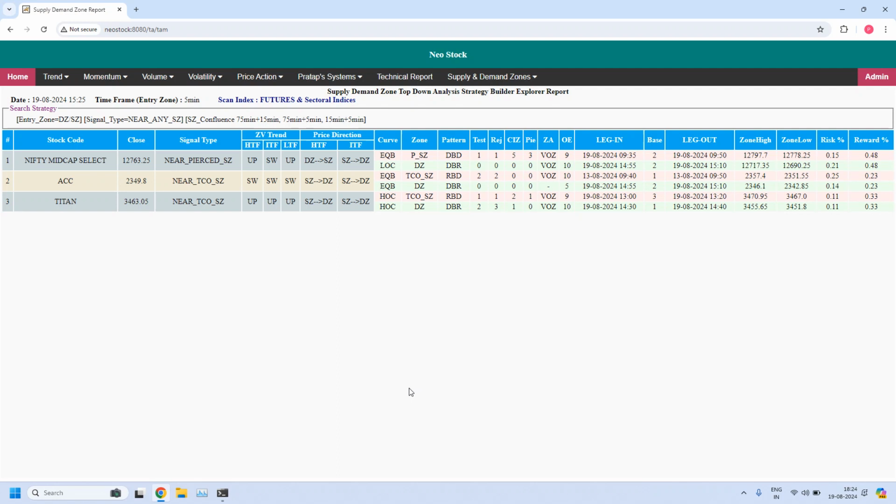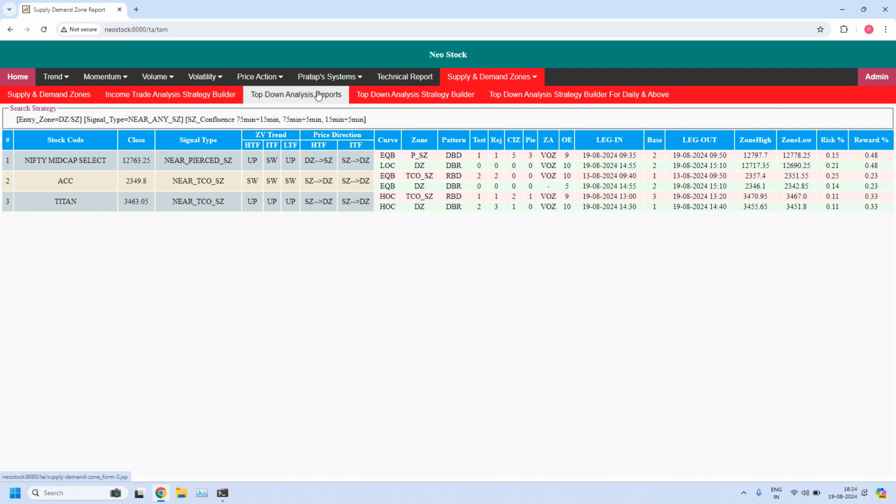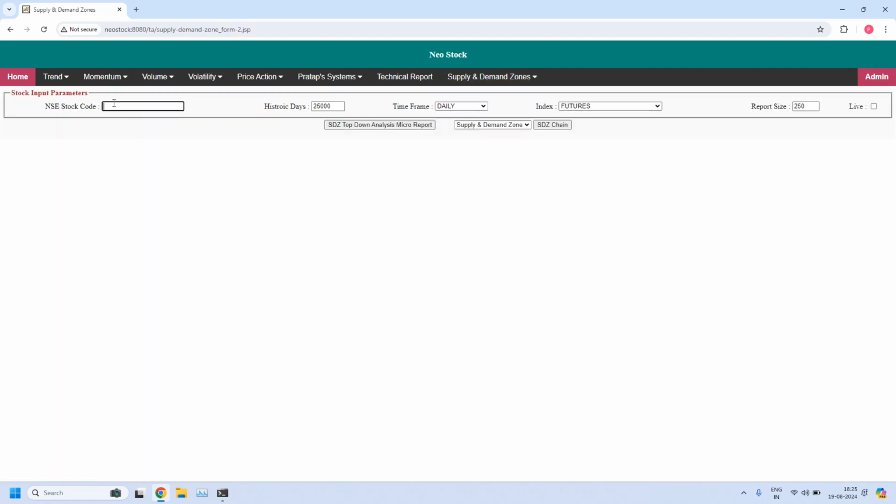Okay, this is about zone confluence for the 15 minutes and 5 minutes time frames, which are stocks near demand and supply zones. So next we will generate a NIFTY and BANKNIFTY supply demand zone chain, starting with NIFTY 50 and starting from the monthly time frame I am generating the supply demand zone chain.